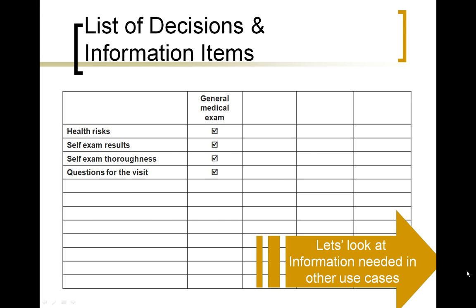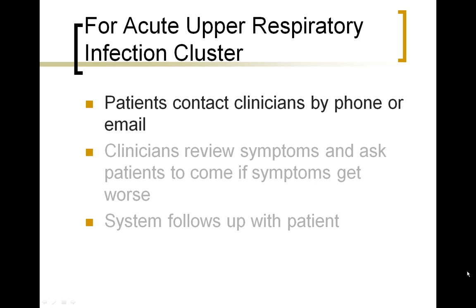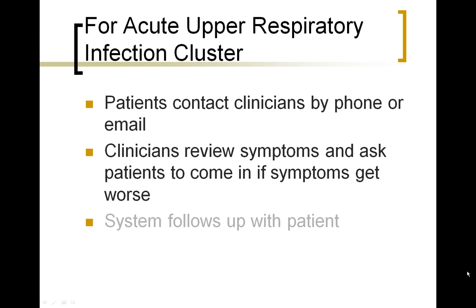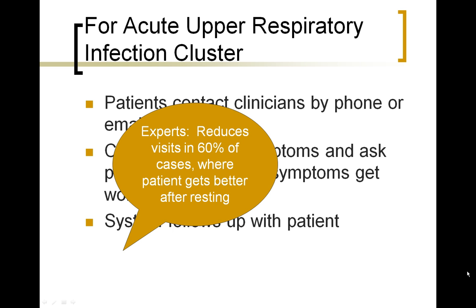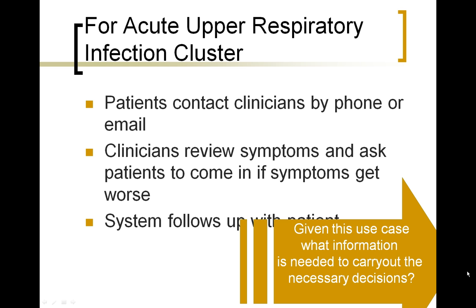Then another use case is examined. The next use case focused on acute upper respiratory infection. Here the new process starts with a phone or email contact requesting a visit. Clinicians review the symptoms and watch a patient carefully to see if the symptoms get worse over time. The system would follow the patient automatically to check on recovery. The experts estimated the impact of this new process of carefully watching patients in the community. Experts believe that in 60% of cases, the patient would get better in time and the initial visit could have been saved. If this process is successfully implemented, the electronic health record needs a specific set of data.